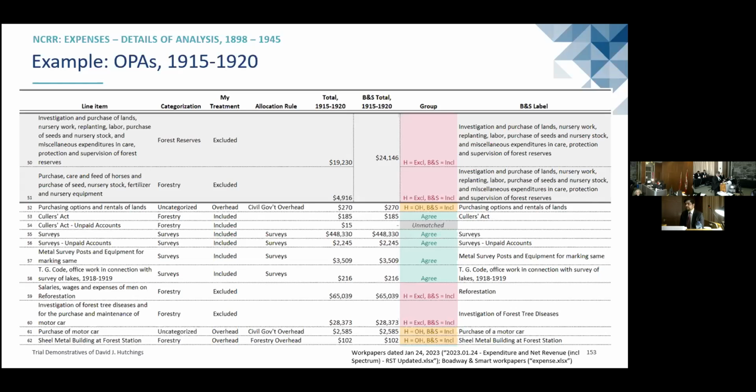I'm going to come to reforestation a bit when we focus on the disagreements later on in this presentation. That's why that item is pink. Line 60 is the investigation of forest tree diseases and the purchase and maintenance of a motor car. But let's focus on the first part of that, the investigation of forest tree diseases.